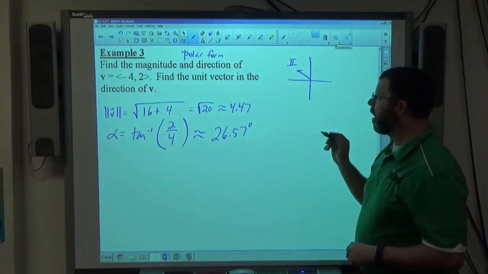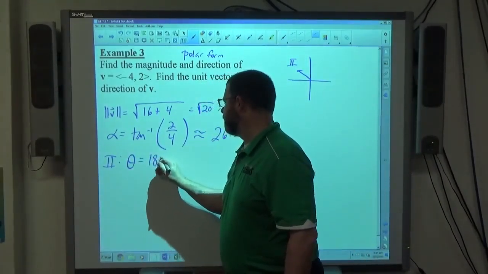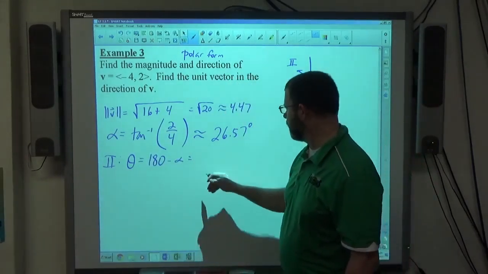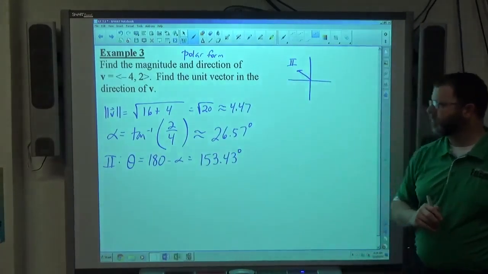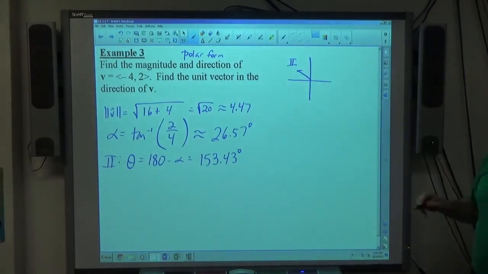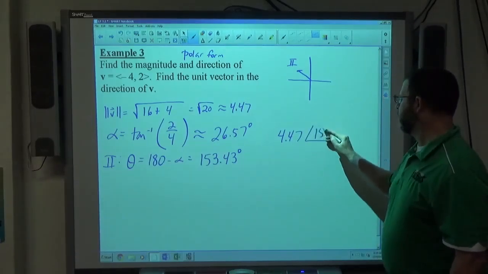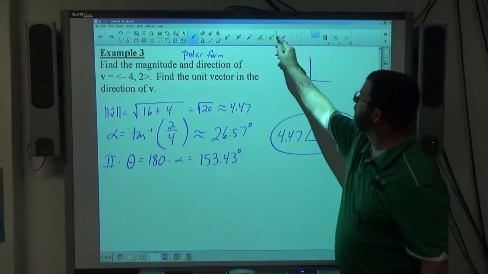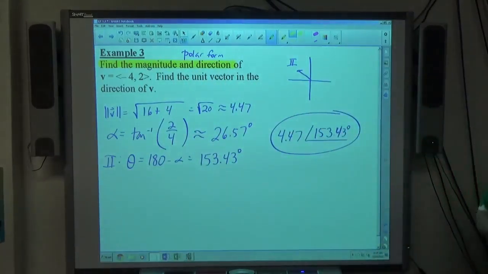And step 3, depending on quadrant: in quadrant 2, the rule for theta is 180 minus alpha. So 180 minus that is going to be 153.43 degrees. So the magnitude and direction is a magnitude of 4.47 at an angle of 153.43 degrees. As far as this request, that's it. That's the answer. The other request asks for the unit vector in the direction of v.